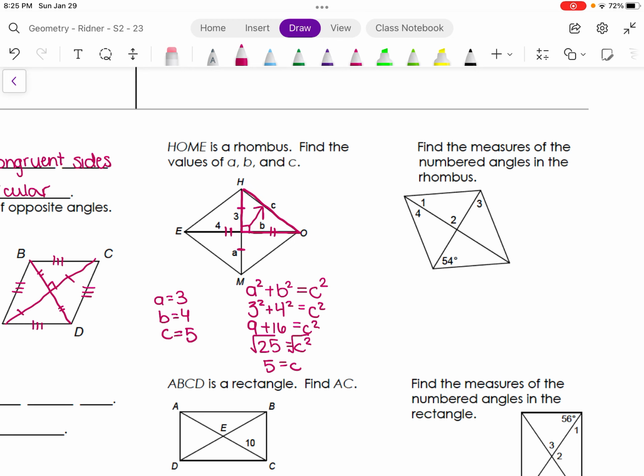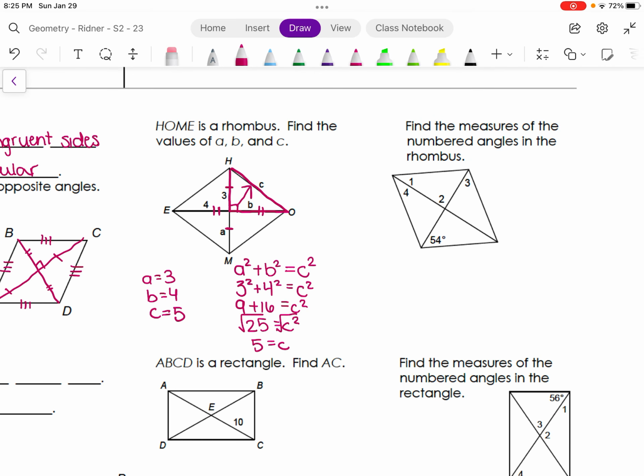And for our next rhombus, let's do the easiest one first. I'm going to find the measure of angle 1, 2, 3, and 4 eventually. But the easiest one to start with is angle 2 because all of those angles inside of there are 90 degrees.